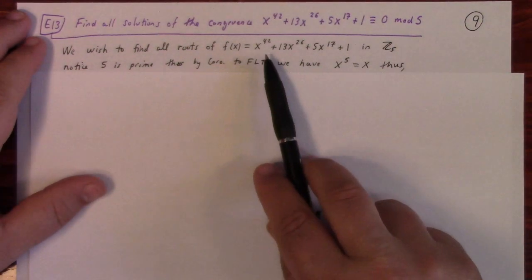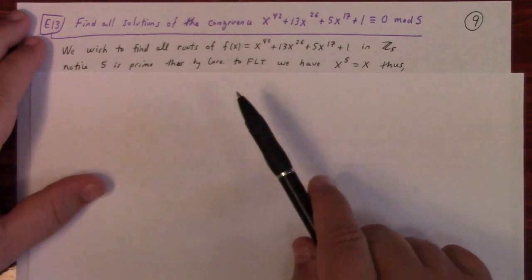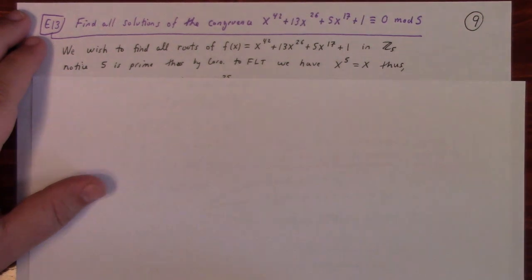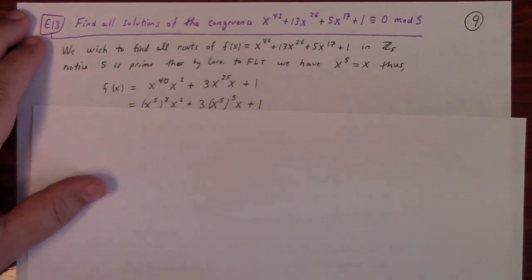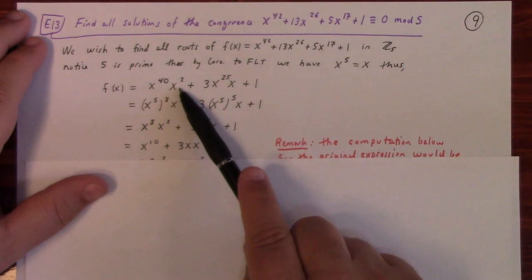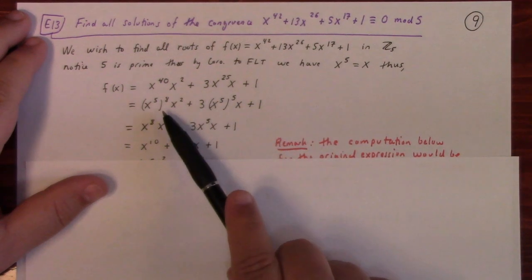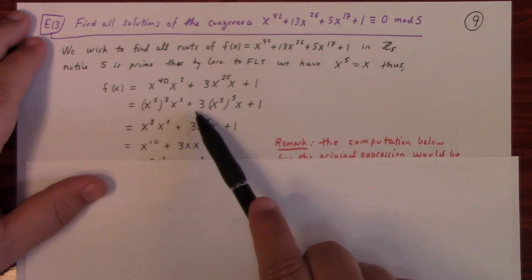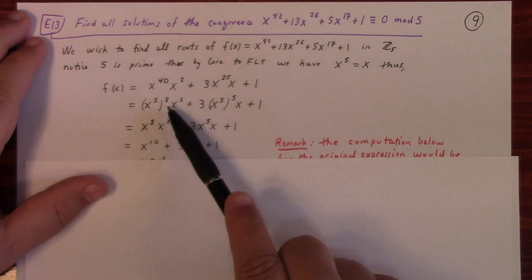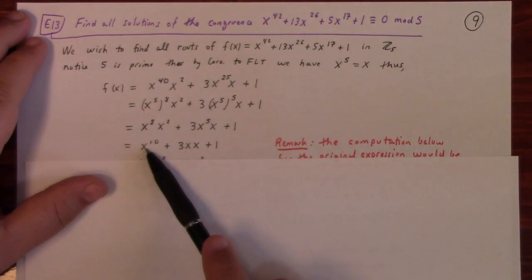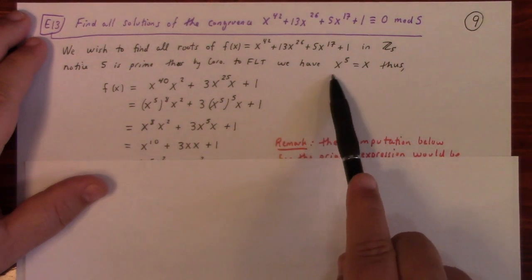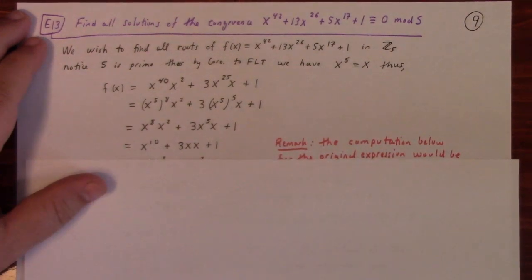We wish to find all the roots of this in Z5, but since 5 is prime, the corollary to Fermat's little theorem tells us that x to the 5th is equal to x in Z5, right? So we can reduce the powers of x down, down, down. Like we have x to the 42nd, which is x to the 40th times x squared, and x to the 25th times x, right? So that's x to the 5th to the 8th, and x to the 5th to the 5th. In Z5, that just reduces down to x to the 5th times x, and x to the 8th times x squared, which gives us x to the 10th for the first piece. And I'm using this x to the 5th equals x repeatedly to reduce the order, all right?